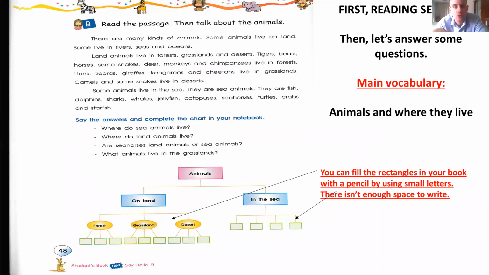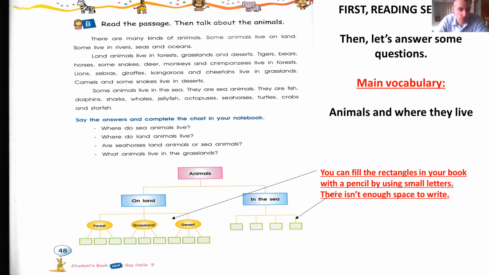I want you to read this text 2 times. I will start to read, so take your time and do your best on your pronunciation. I start to read, and after that we will check the questions together.